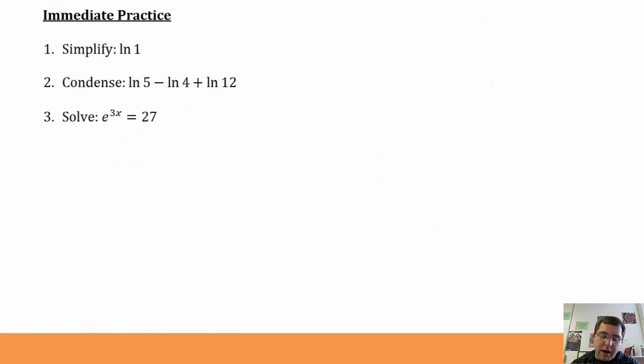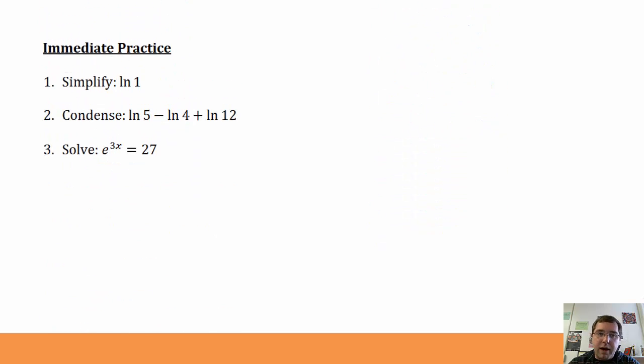Here are your immediate practice problems. Number 1, simplify the ln of 1. That's log base e of 1. Number 2, condense the ln of 5 minus the ln of 4 plus the ln of 12. Number 3, solve e to the 3x equals 27. That is the end of section 10.8.